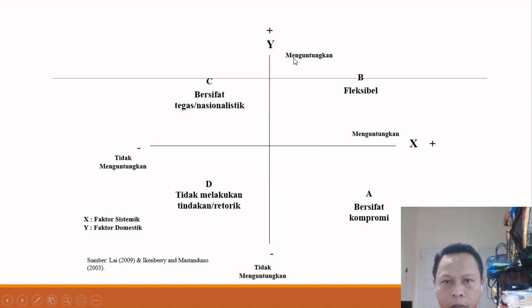Why I put it as favorable, unfavorable, unfavorable: if y is domestic factors and x is systemic, and the systemic is plus, it means favorable, meaning the international pressure is lower. If minus, it means that international pressure is higher. This is very important to us.